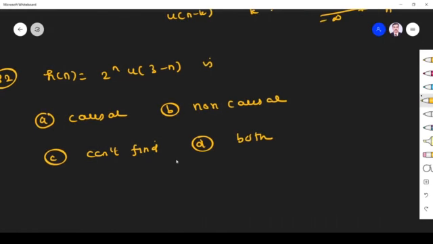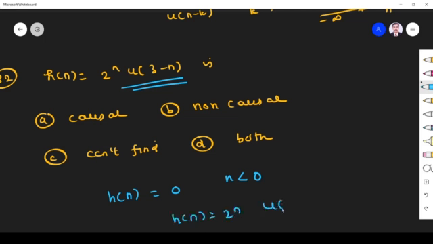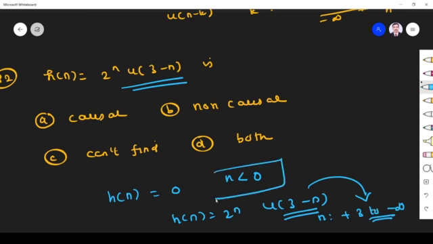What about this? Whether the system is causal or non-causal, we cannot find both. So here you see h of n. For causality, h of n is equal to 0 for n less than 0. But h of n here is 2 power n, u of 3 minus n. So this u of n exists for negative values, but as per causality, h of n should be 0 for negative n. So the condition fails. So it is a non-causal system.